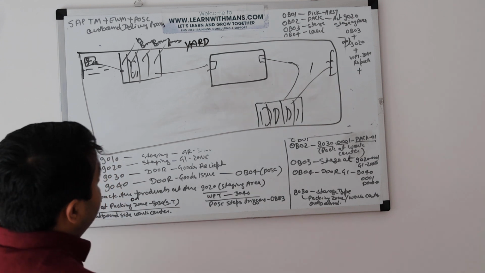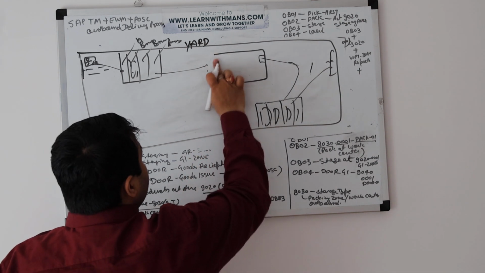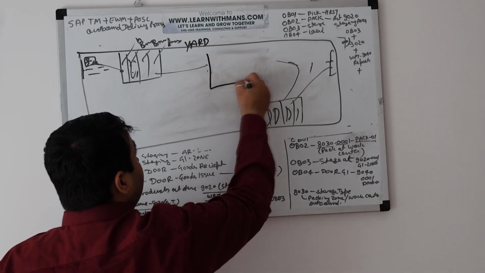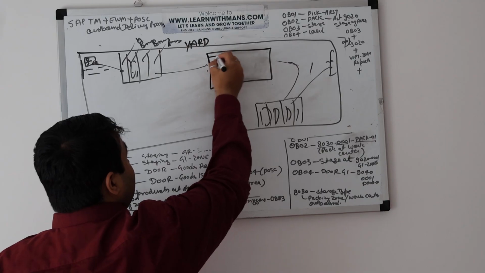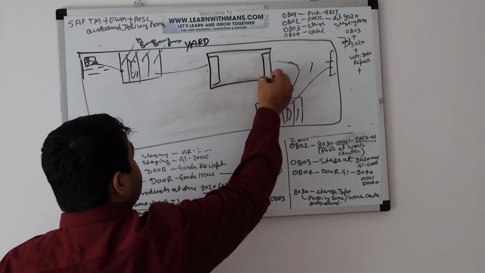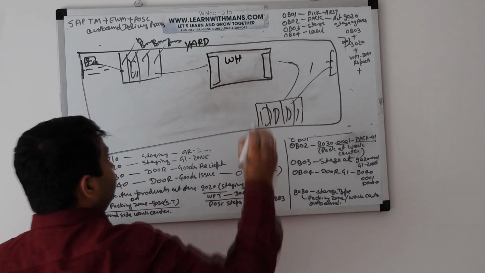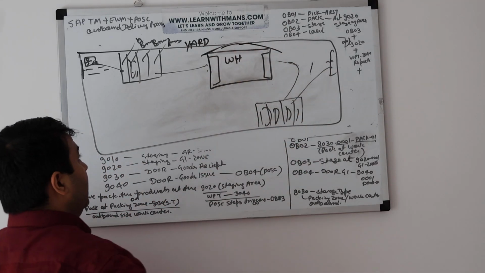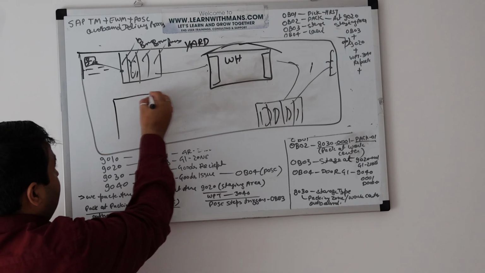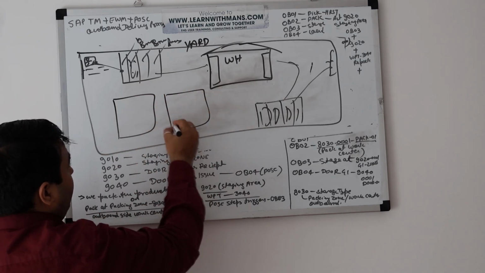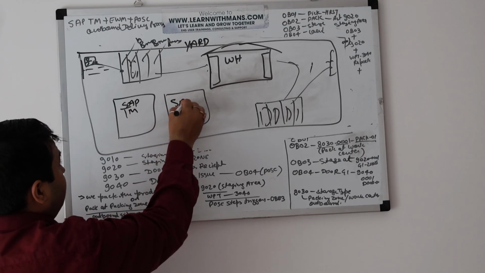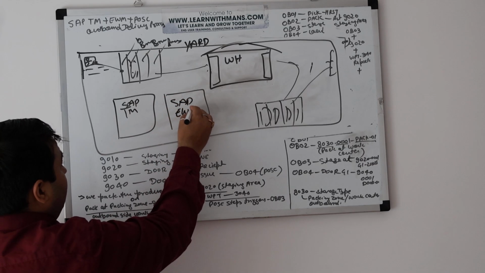So if we come to the EWM side, this is my EWM managed warehouse. Suppose this is the warehouse. Let's come to the two systems again: SAP TM and SAP EWM systems.